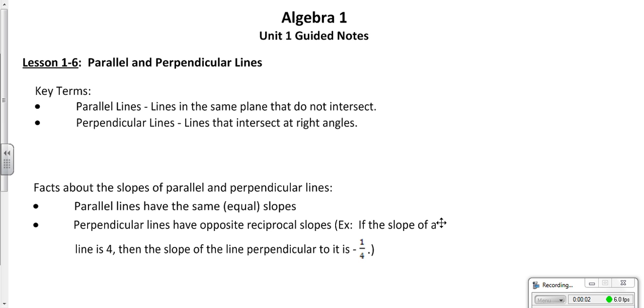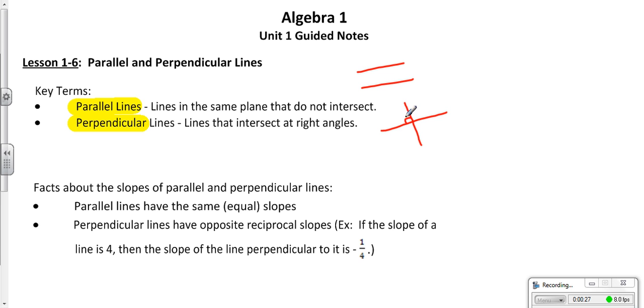Lesson 1-6, Parallel and Perpendicular Lines. Alright, now we're going to talk about two key terms here, parallel lines and perpendicular lines. Now parallel means that you have two lines that run alongside each other and never cross. Perpendicular lines means they cross, but they cross in a special way, and that is that when they intersect or cross, they create a right angle.